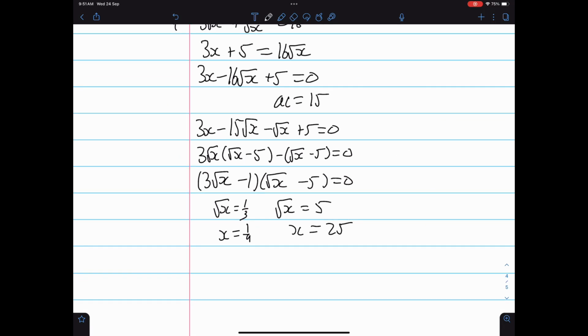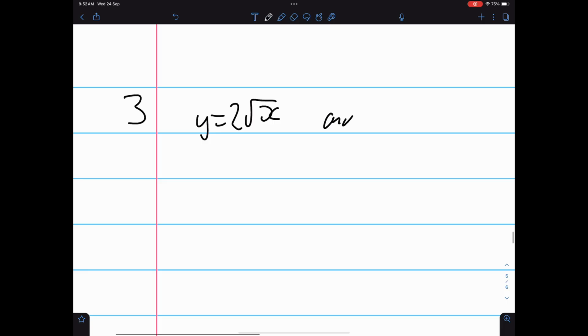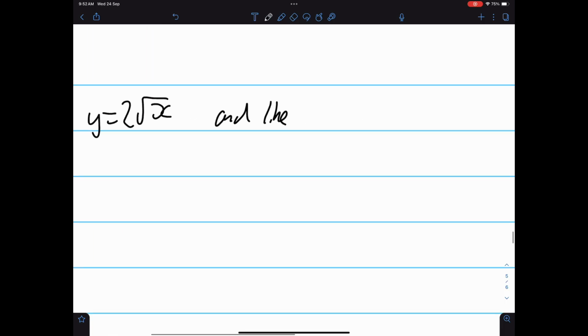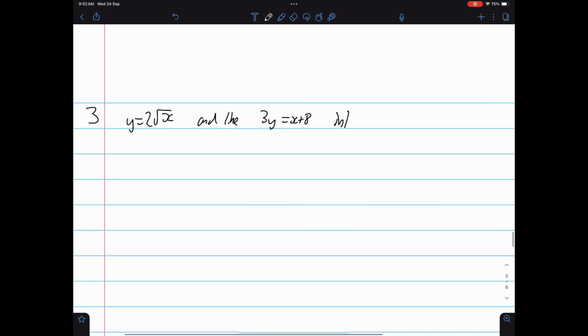So that's the end of question 2. Now we'll go on to question 3. Right, and it tells us that the curve y equals 2 root x and line 3y equals x plus 8 intersect at A and B.